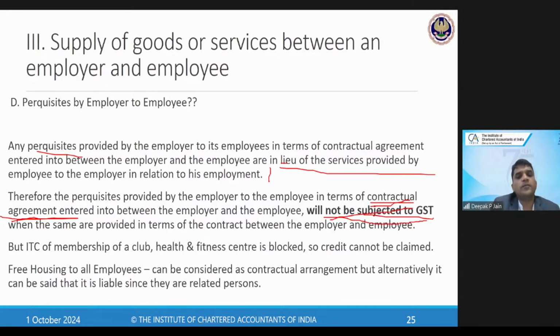Free housing to employees, are they liable to GST or not? Sir, two views are given in this. You can read your study material also. They are saying free housing to employees can be considered as a contractual arrangement, but they themselves are saying alternatively it can be said that it is liable to GST. So both views are given, sir.